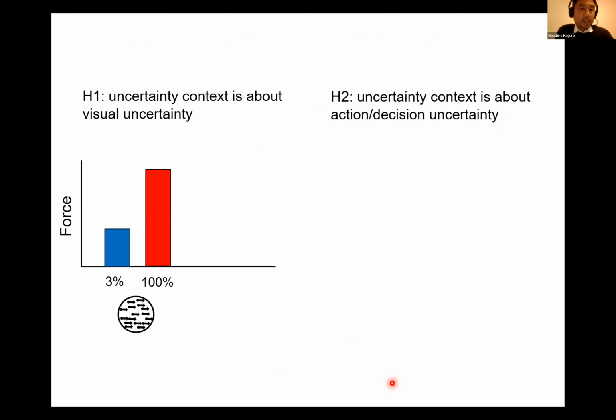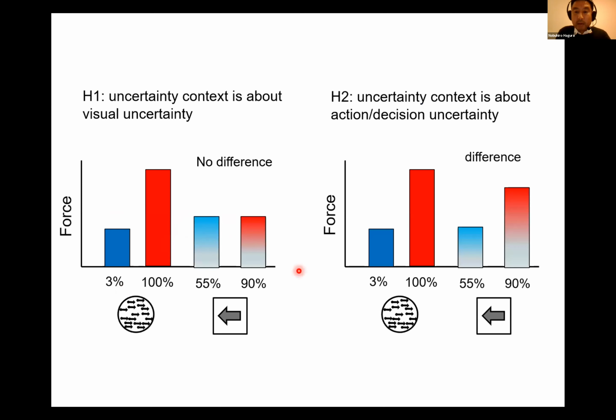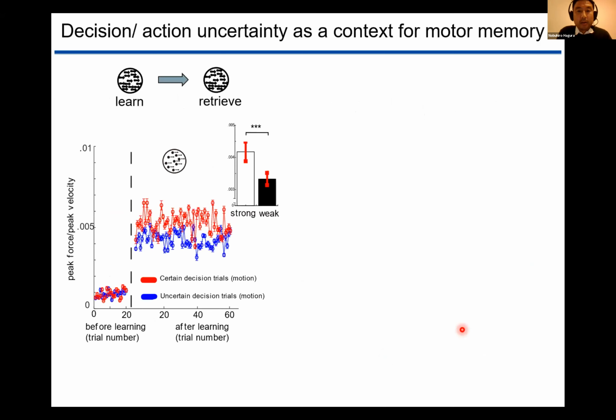So if the uncertainty context is about the visual uncertainty, we should replicate the result of experiment 2 for the random dot motion, and there should be no difference for the arrow stimulus. But if the uncertainty context is about the action or decision uncertainty, we should find the difference both in the random dot motion and the arrow stimulus, because they can share the confidence context. Okay, so I'll quickly go through.